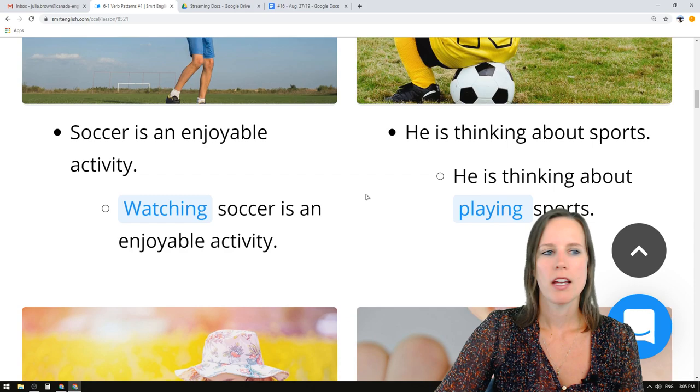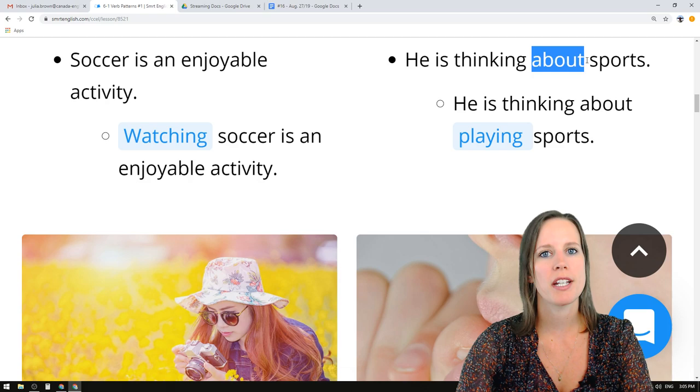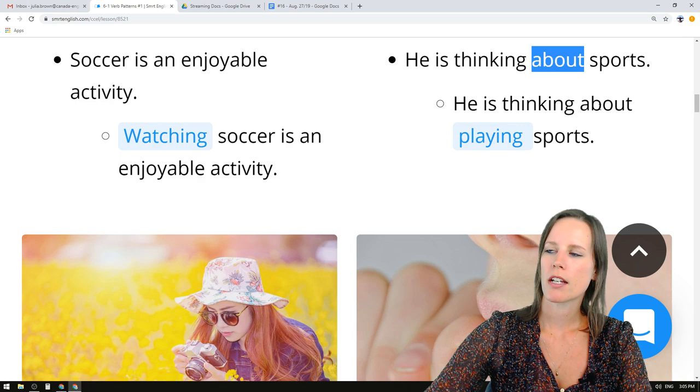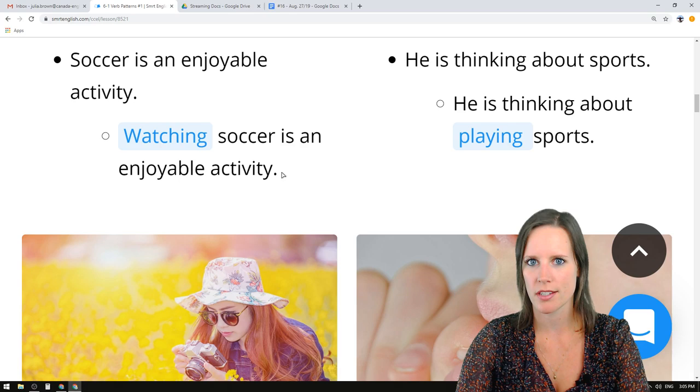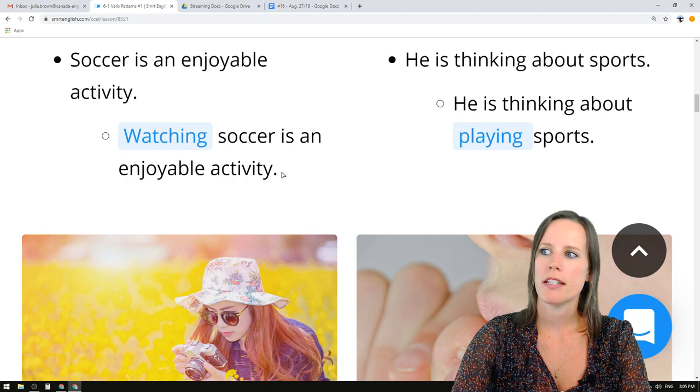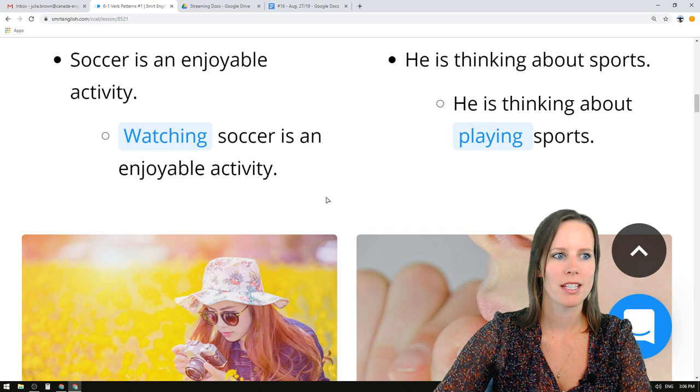In this next sentence, he is thinking about sports. Okay, so again, we have a preposition here, and we're using a regular noun as the object of that preposition. However, I could change and make it a gerund as the object of the preposition. So I could say, he is thinking about playing sports, okay? Or he is thinking about watching sports. He is thinking about trying sports. He is thinking about joining sports, okay? There are many different options there. Let's keep going.